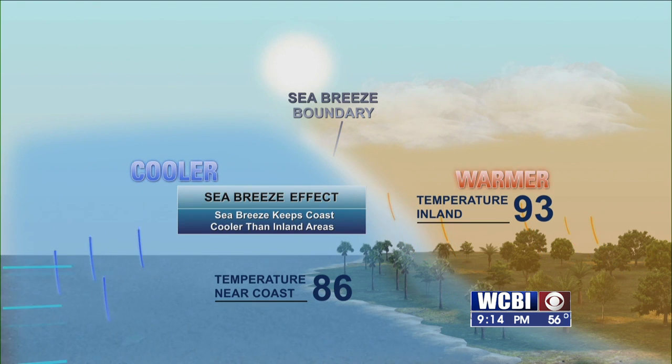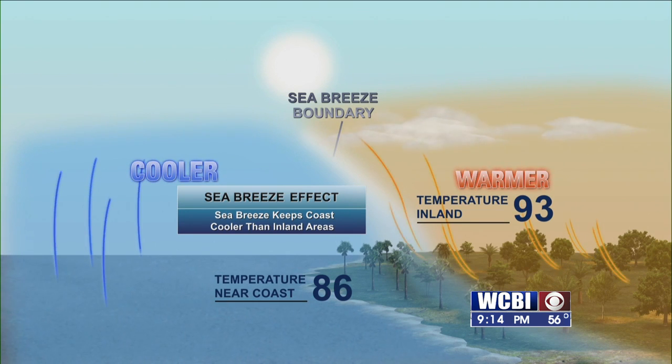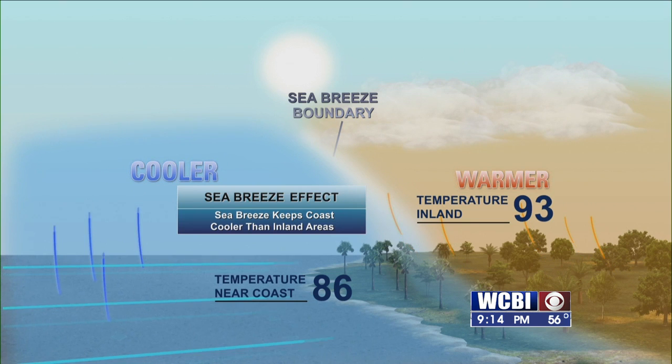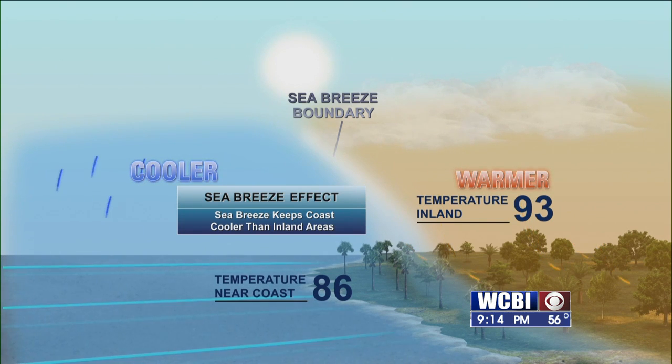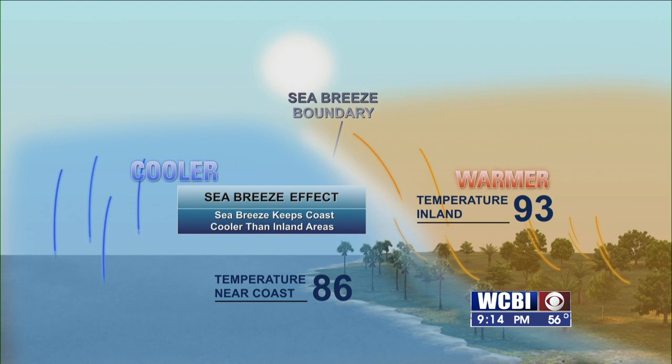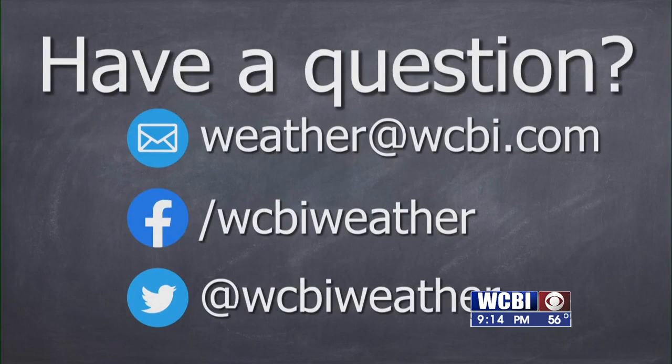So in addition to helping form those showers, helping form those thunderstorms, the sea breeze is going to help bring in that cooler air, cool down the coast, and cool down the air and the land in the area affected. So two big effects of sea breezes right there.